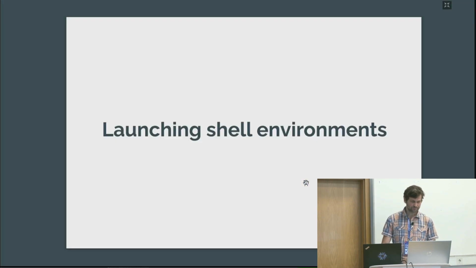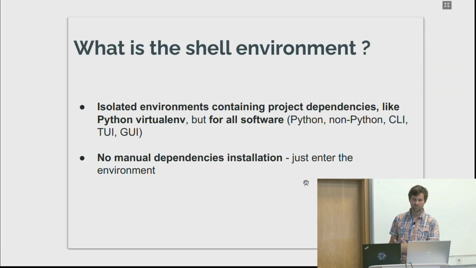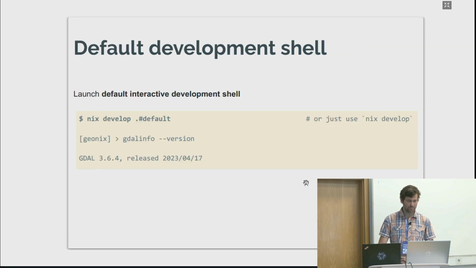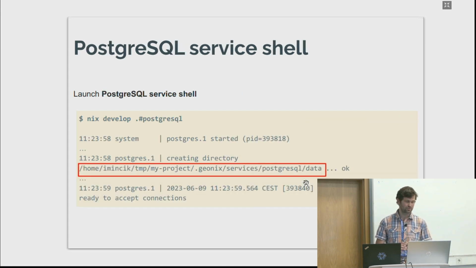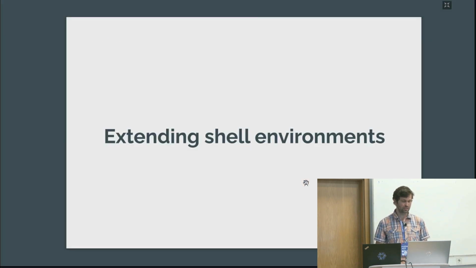So how to launch those environments? Everything I need to do in the root directory of my project is to say nix develop and the name of the environment. So if I do nix develop default, I have all packages coming from the default environment. I specified GDAL there, so I have GDAL. If I do nix develop postgresql, I have a nicely running PostgreSQL under my user in my project directory.